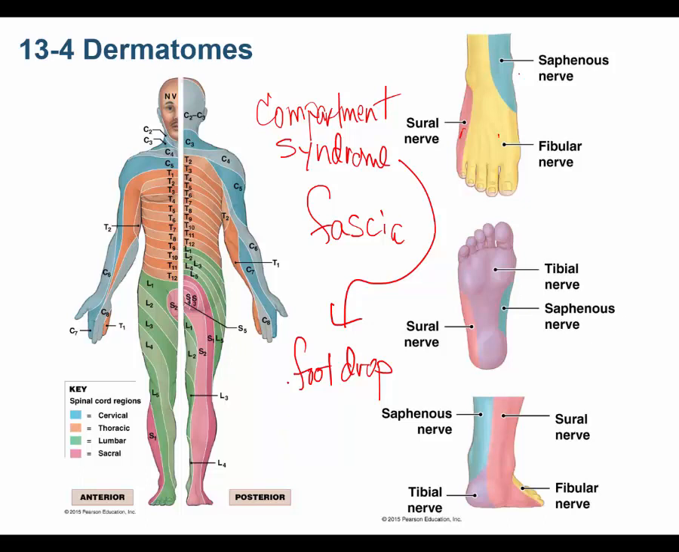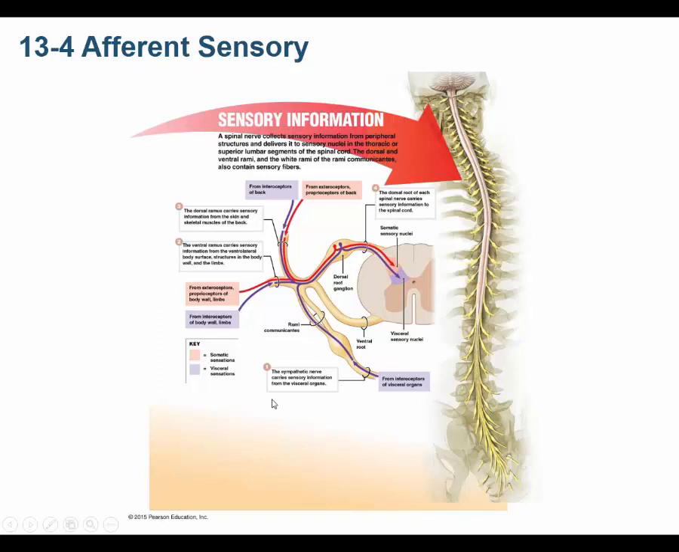You could have compartment syndrome in the thigh, but it's not as likely because the thigh has a lot of soft tissue, whereas the leg does not. And the thigh can withstand a great deal of internal bleeding and a great deal of inflammation before the pressure is put on the sciatic nerve. You can have compartment syndrome in the arms as well. All right, so that's dermatomes and myotomes.